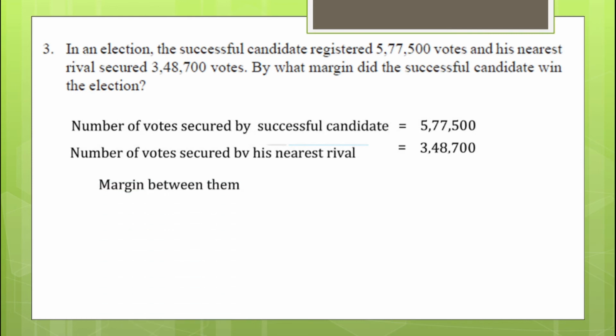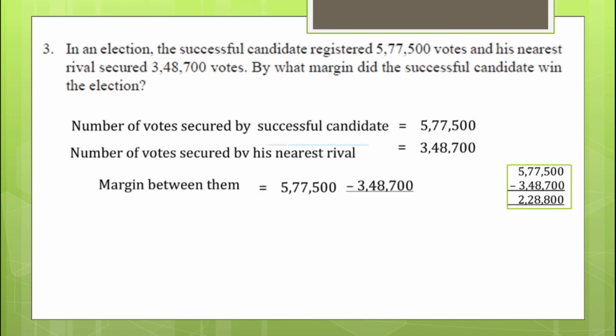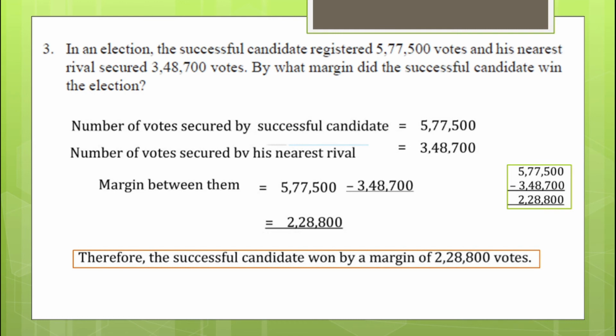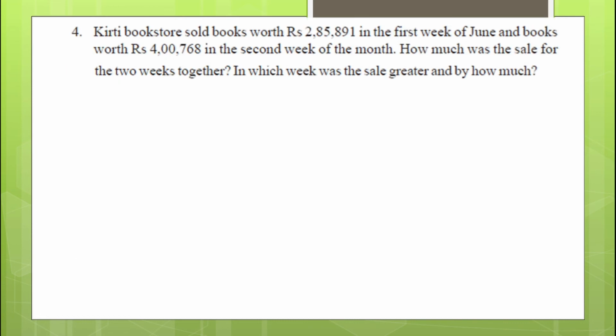Number of votes secured by his nearest rival, 3,48,700. Margin between them, that means margin is what? Difference between the successful candidate and the nearest rival, right? So that is equal to 5,77,500 minus 3,48,700. When you do the calculation, you will get 2,28,800. The candidate won by a margin of 2,28,800 votes. Okay.